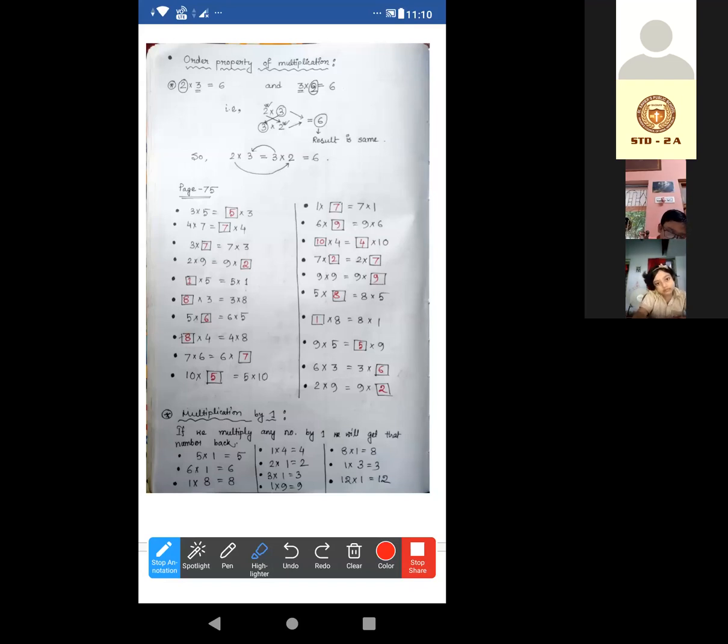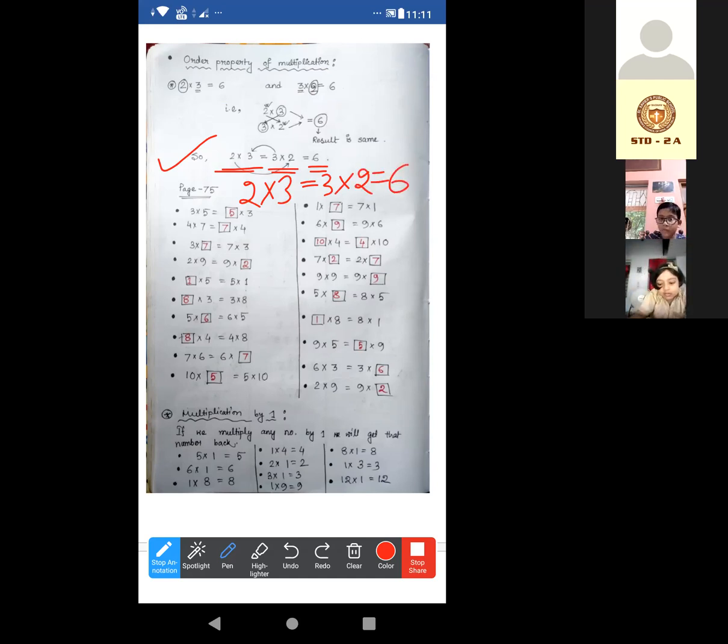Okay, now just write this order property of multiplication. Give heading. Then write this example, which I just explained right now. 2 into 3 is equal to 6 and 3 into 2 is also equal to 6. So ultimately, look, 2 into 3 and 3 into 2, both are same, both are equal to 6. That one only I have written here, huh? So we can easily write 2 into 3 is equal to 3 into 2 is equal to 6.